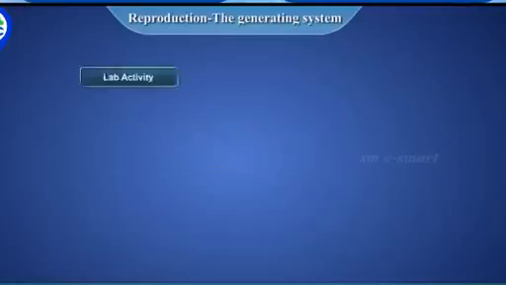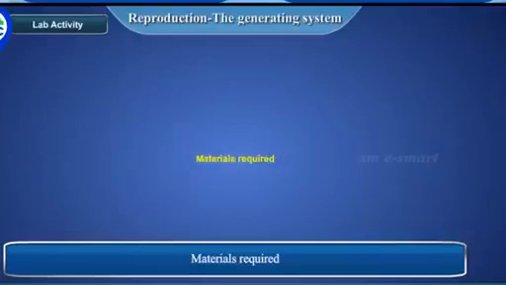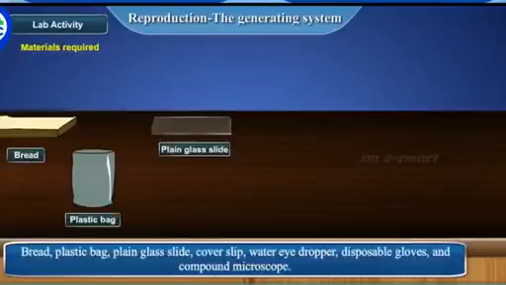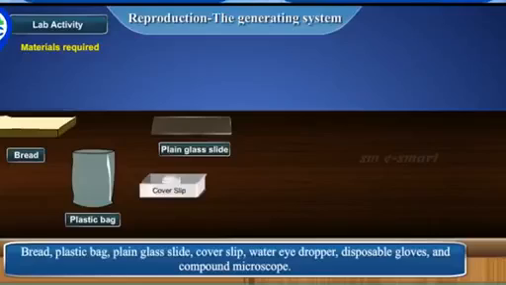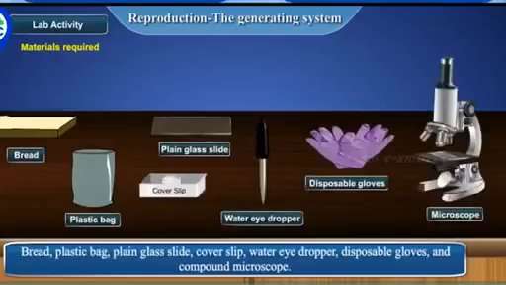Lab activity. Aim: to grow and examine Rhizopus or common mould. Materials required: bread, plastic bag, plain glass slide, cover slip, water, eyedropper, disposable glove, compound microscope.